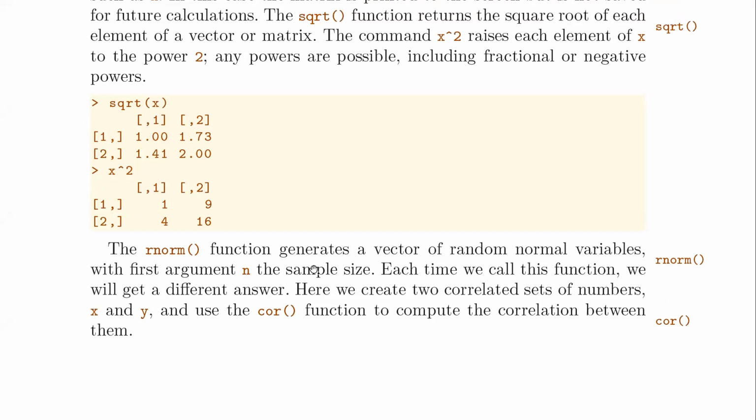The rnorm function generates a vector of random normal variables with the sample size as the first argument. Each time we call this function, this simply means you run it, we will get a different answer unless we use set.seed, mentioned two sessions ago. Here we create two correlated sets of numbers, x and y, and use the cor function to compute the correlation between them.